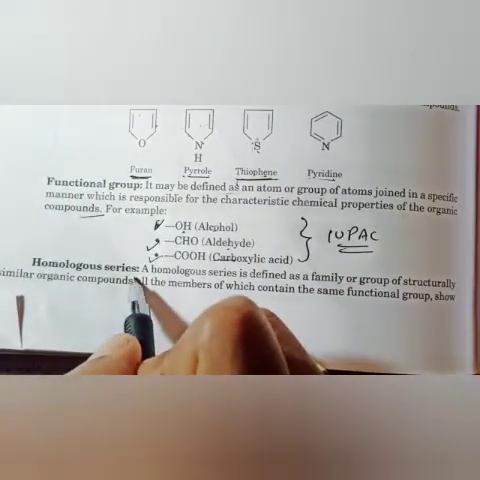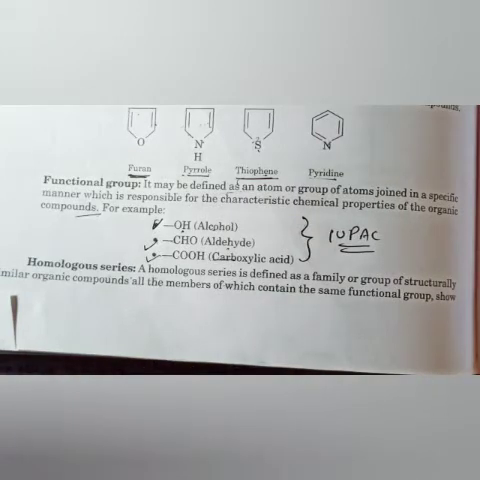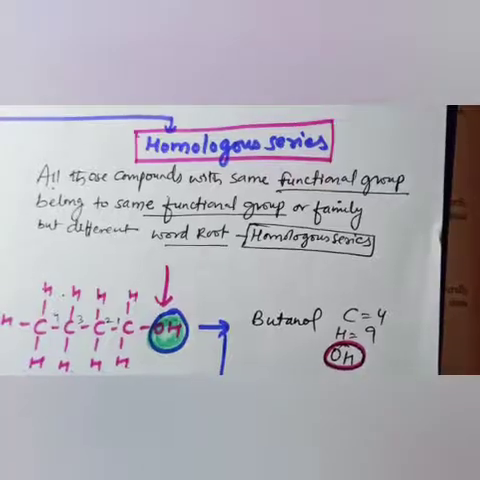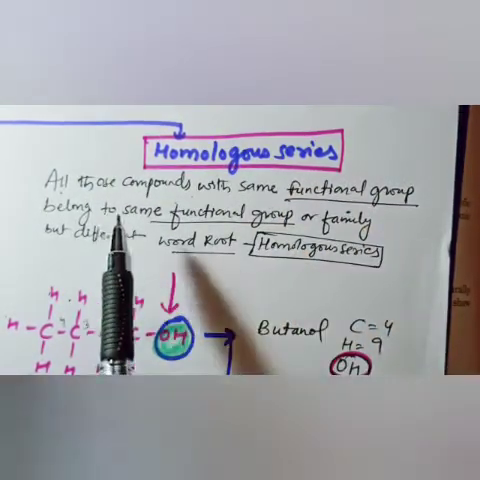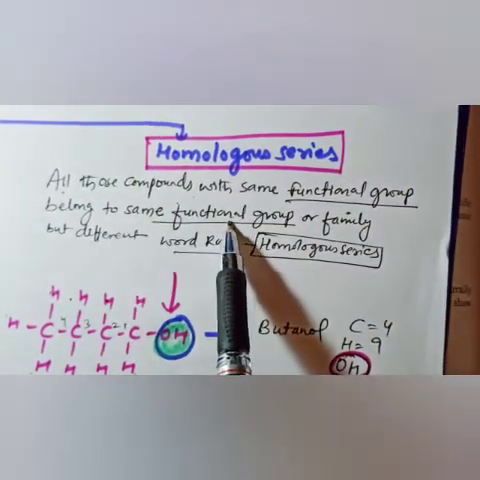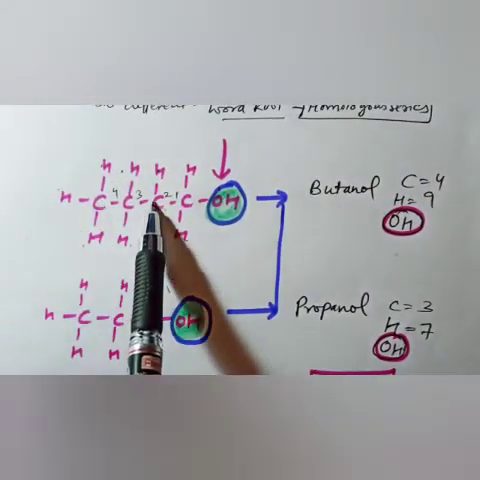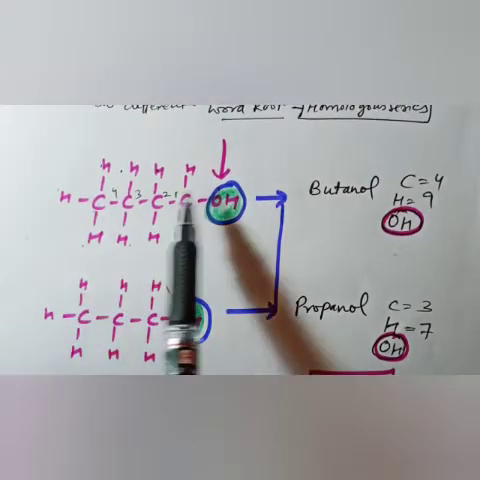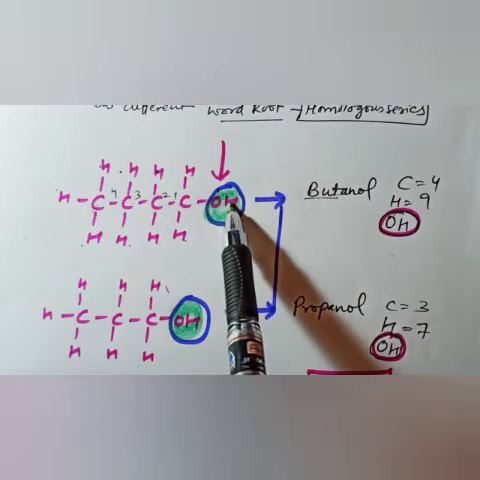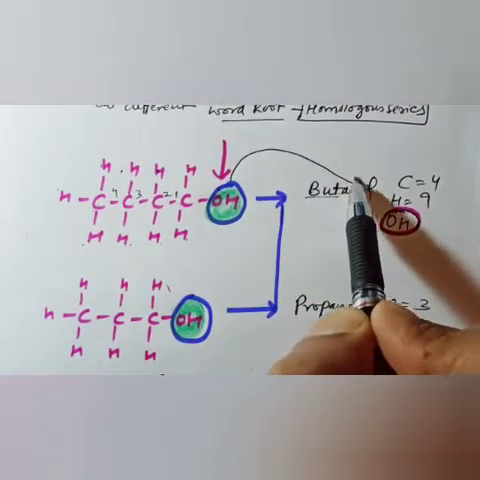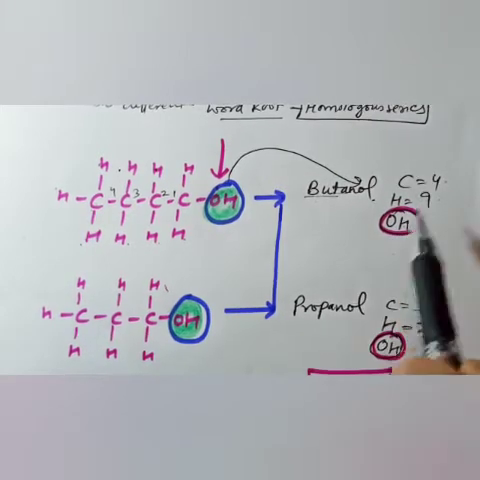Homologous series: you know very well, there is the same type of compound but a different number of carbons. So let's discuss homologous series. All those compounds with the same functional group belong to the same family but have a different word root. For example, 1 2 3 4 carbon, which you studied in 10th class, is called but. Single bond is there, so an, but the functional group is OH, alcohol, so the name is ol. So it becomes butanol: 4 carbon, 9 hydrogen, 1 OH.